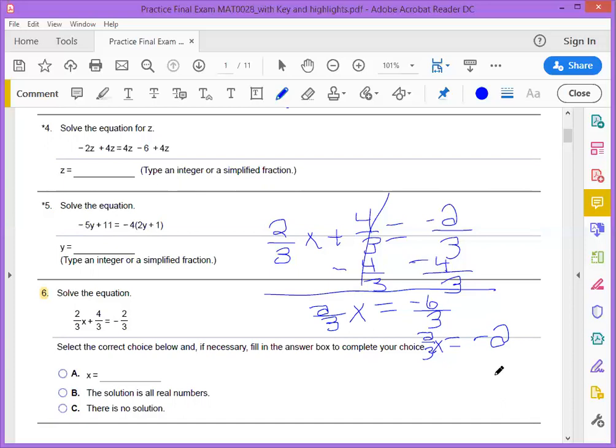To solve this equation at this point, we take the reciprocal of 2/3. The reciprocal of 2/3 is 3/2. So 3/2. We flip that fraction. That allows us to cancel the 3/2 and the 2/3 with each other. We're left with x on the left side of the equal sign. And over here on the right side, we can cancel out the 2's. And what are we left with? -3 as our answer.